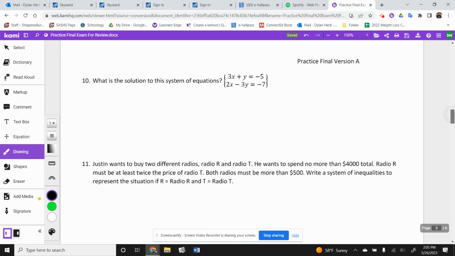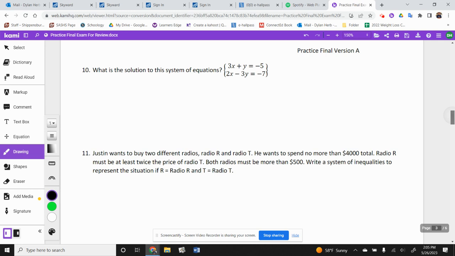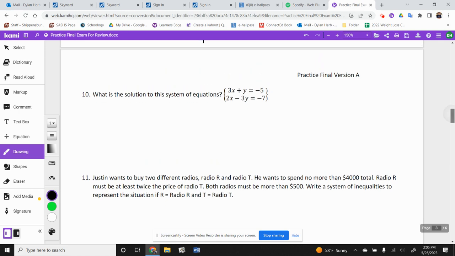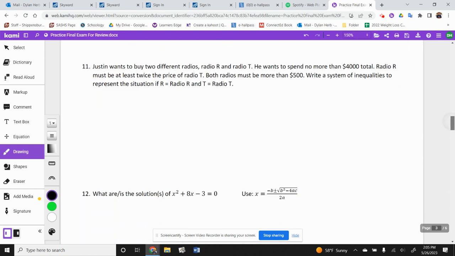All right, number 10, solving systems of equations. Use your calculator, use elimination method, use substitution method, whatever you have to do.